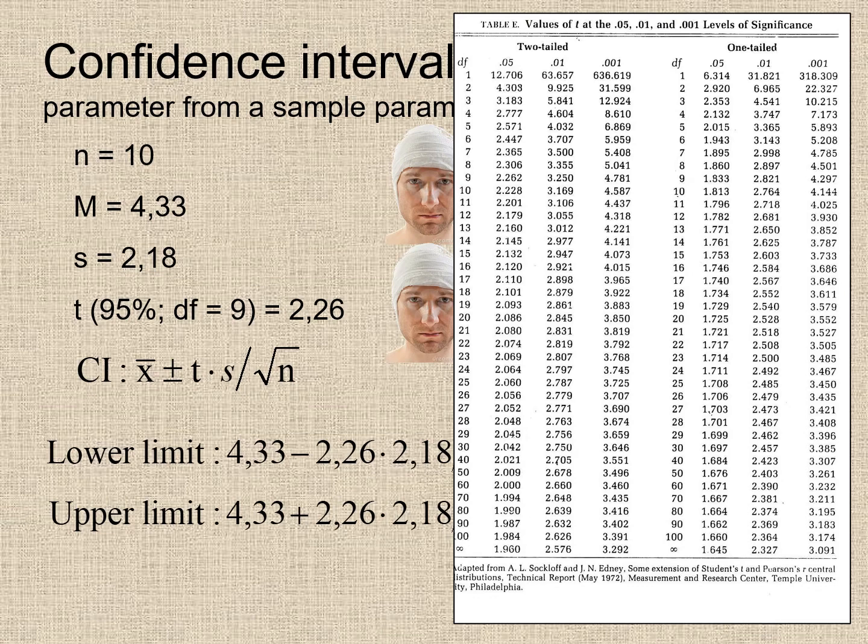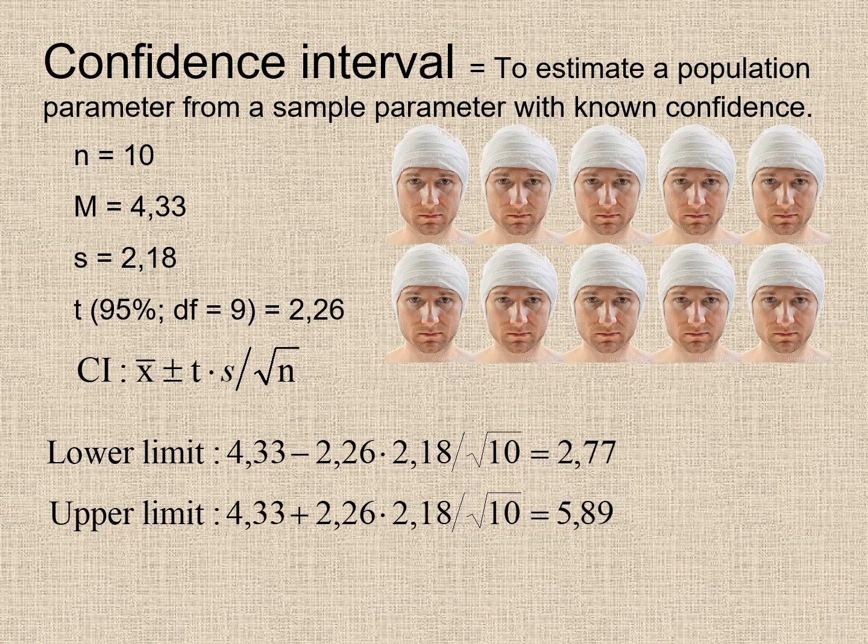Okay, but what use do we have of this? Because in this case, we know the sample mean, but we try to estimate the population mean. Well, the thinking goes like this. If a sample with 95% probability is within 2.26 standard errors from the population mean, then it should be the same in the opposite direction. So with 95% probability, the population mean should be within 2.26 standard errors from the sample mean.